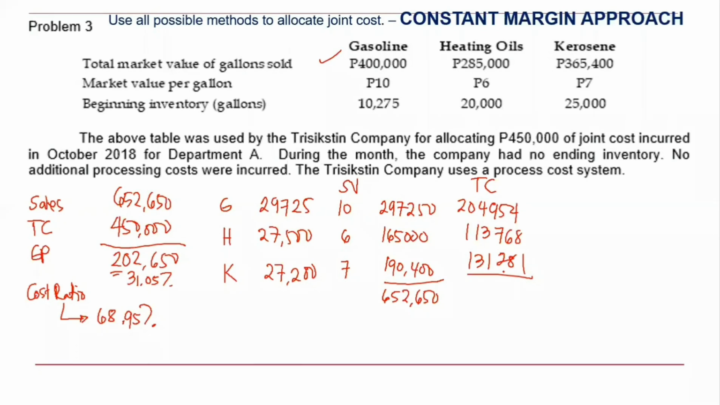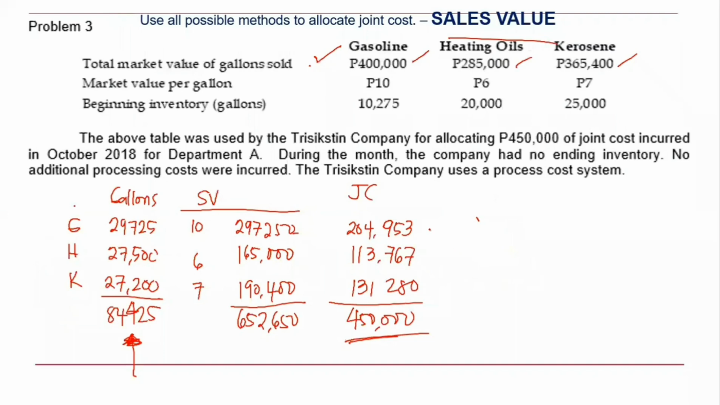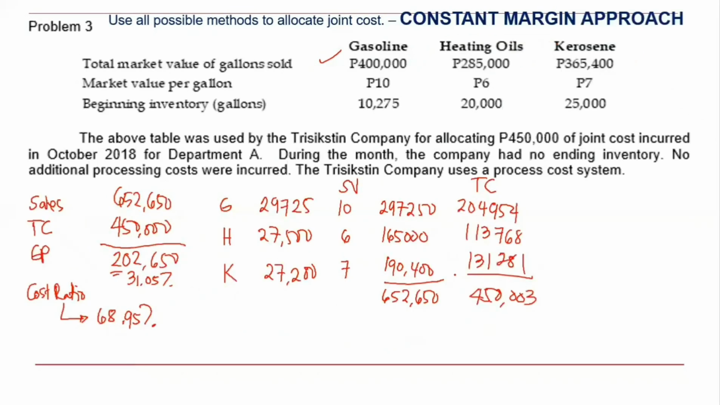204,954 plus 113,768 plus 131,281. So the answer is 450,000. Ayan, 450,003. Ayan, pag tinignan po natin yung nauna, siya rin po yun, no? May konting-konting difference lang. So, ibig sabihin, ang constant margin approach ay hindi na ginagamit pag hindi ko na-assess further. Kasi kung ano yung nasa sales value method mo, siya rin po yung lalabas doon. Okay? Kaya, pinakita lang natin why.